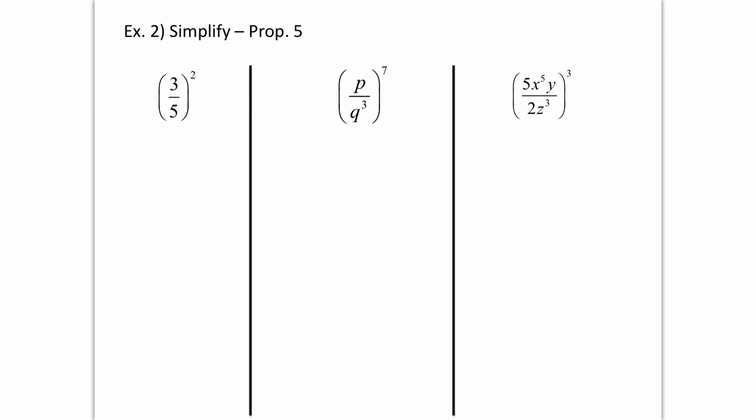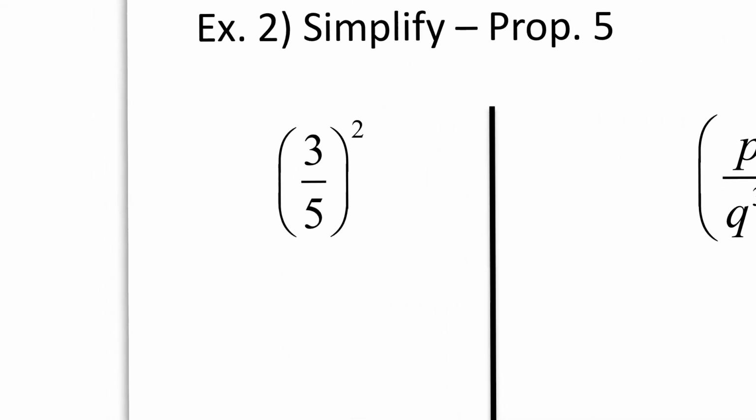Okay, so let's go ahead and look at the next property. Property number 5. Property number 5 is when you have a fraction inside of the parentheses and you have an exponent outside. So first of all, property number 5 tells you that you can multiply the exponent outside times the exponents inside of the parentheses. You are going to keep the same bases, but you will multiply the exponents inside.